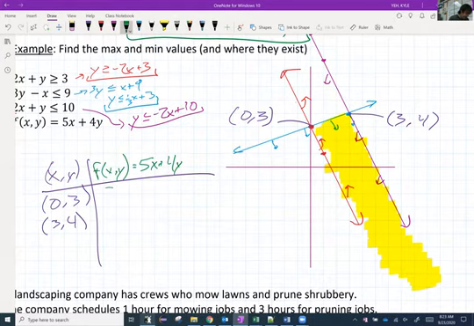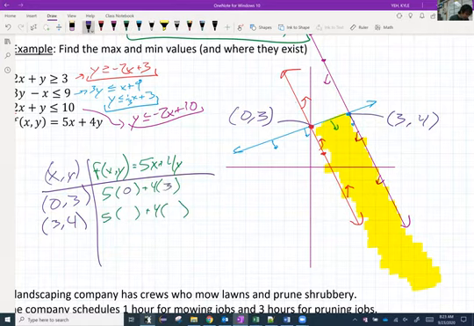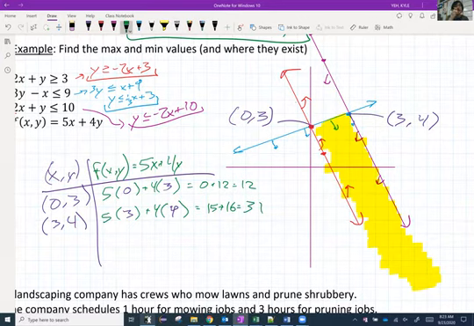So 5 times something plus 4 times something. And I'll just set that up in my green pen while I have it out. I'm plugging in 0, 3 in the first row and 3, 4 in my second row. 0 plus 12, looks like this one gets me 12. 15 plus 16, looks like this one gets me 31 overall. But I'm not going to say that's my max and my min, because that's just not true.